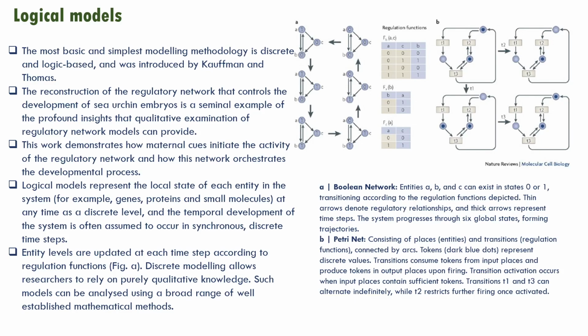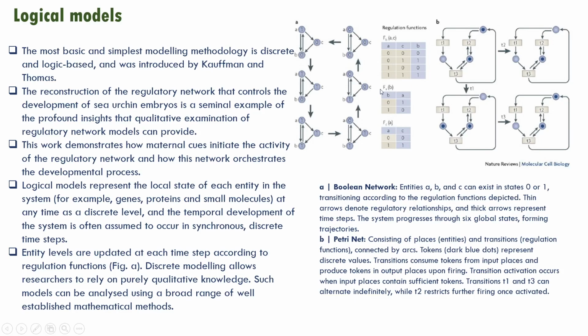So entity levels are updated. This model goes on, and entity levels are updated at each step according to the regulatory functions given in this figure. This is basically a Boolean network. The three entities are A, B, and C, which can exist in either 0 or 1. And these are transitioning according to the regulation functions given here.